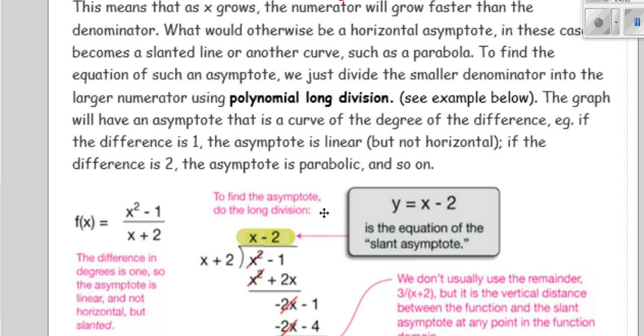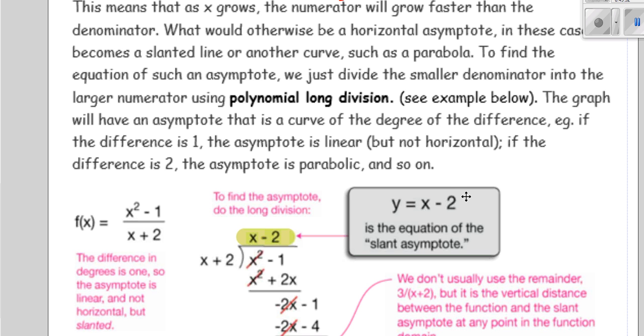Doesn't even help you. Okay, let's read through this first, because we've only got like 10 minutes. So to find the equation of the asymptote, you divide the smaller denominator into the larger numerator. Because fractions mean divide, don't they? So if you divide this by this, the answer will be the equation of your asymptote. The graph will have an asymptote that is a curve of the degree of difference. So what is the difference in the degrees between these two? 1, because it's 2 and 1. So that's why its asymptote is linear. It's a degree of 1.